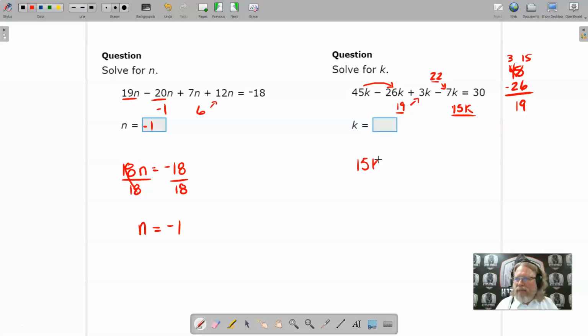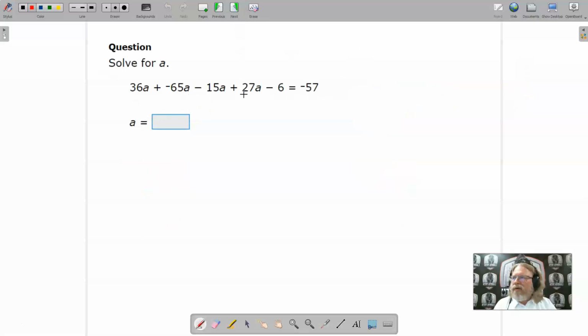So 15k equals, and let's bring down this 30. Now we need to divide both sides by 15. All right, remember what we do to one side, we're going to do to the other. The 15s will cancel each other, leaving us with k, and 30 divided by 15 is 2. Therefore, k has a value of 2.